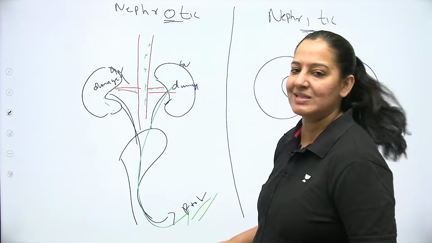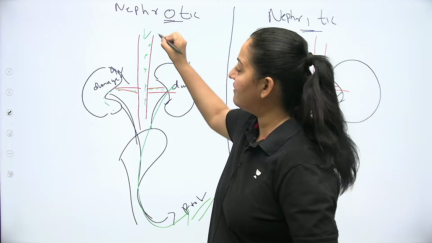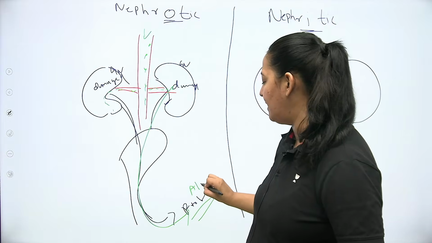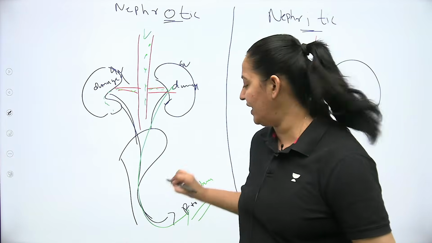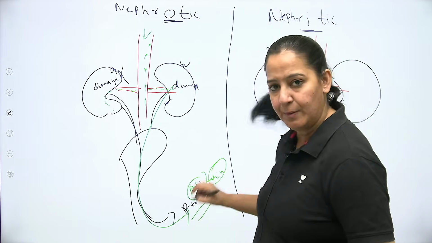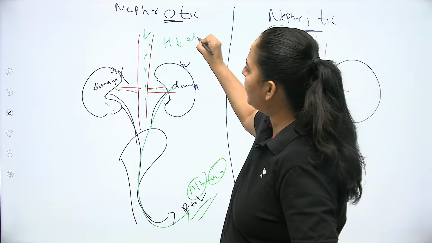So since the protein is lost in the urine, the blood is having less protein. The blood is having hypoalbuminemia. This protein is basically albumin. So the patient has albuminuria. Albuminuria means all the albumin is excreted in urine. Because of which the patient has hypoalbuminemia.